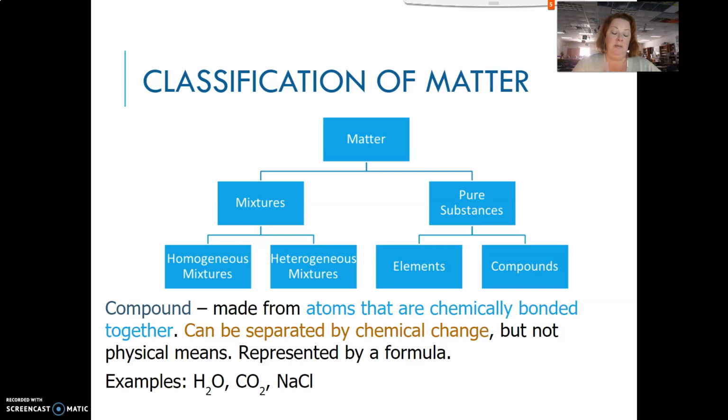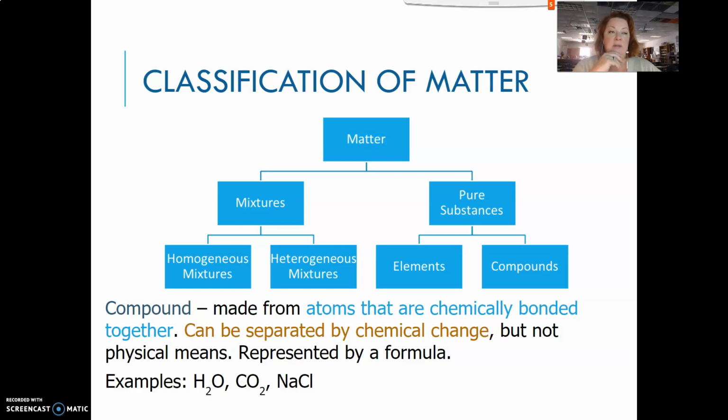Now we're still on pure substances, and we're on compounds. These are made up of atoms that are chemically bonded, generally two or more atoms that are chemically bonded together. They can be separated by chemical change, but not physical means. So one of the ways that I remember that is we have the alliteration. So we've got compounds are chemically bonded. It can be separated by chemical change. So you have the CCC.